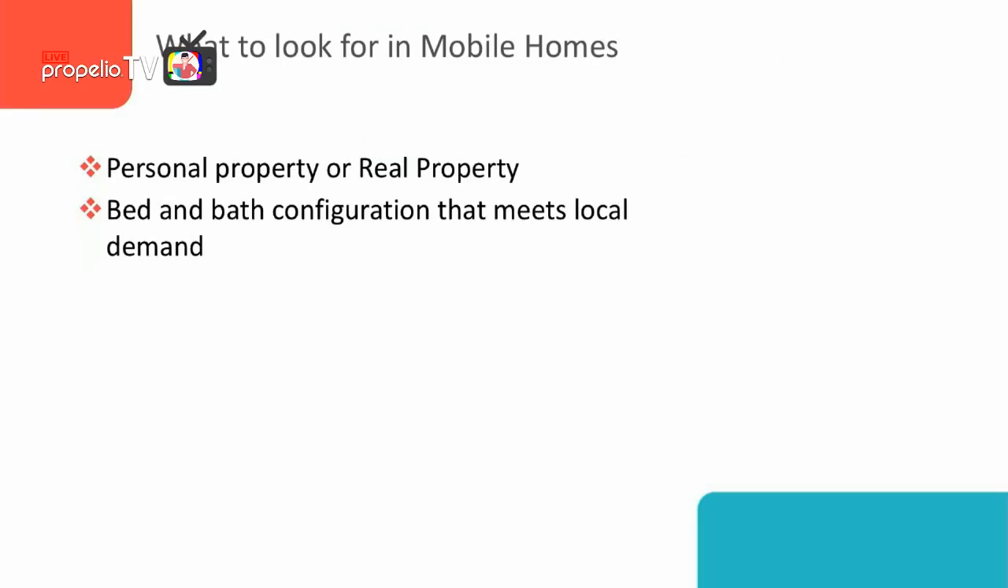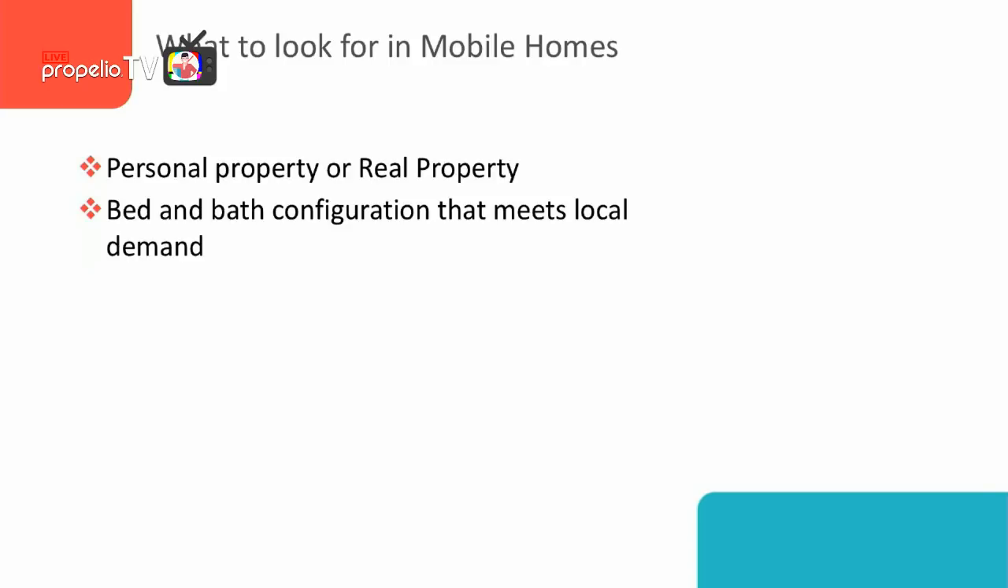So what to look for in mobile homes? Whenever you do your due diligence on these, you're going to need to verify: are they titled as personal or real property? Very important part of your due diligence. You're also going to need to figure out that the unit itself has demand in your local market. Bed, bath configuration meets local demand.